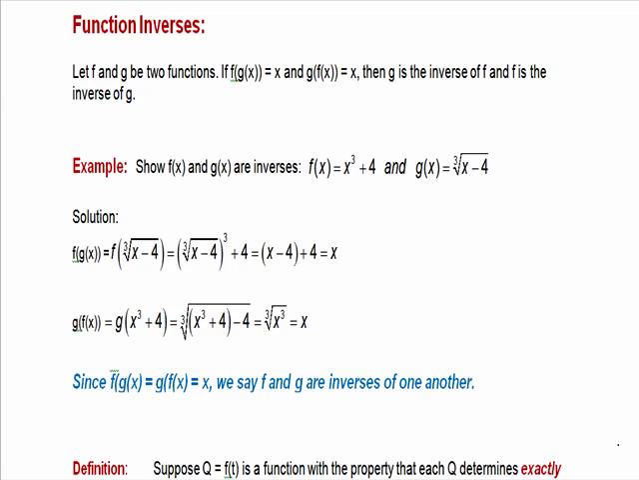So what I want to do is show f and g are inverses. F at x is going to be x cubed plus 4, and g at x is going to be the cube root of x minus 4. So if I do f at g at x, remember the way we do this is we work from the inside out. So instead of g at x, I'm going to use what g at x is. And so there's where I did that.